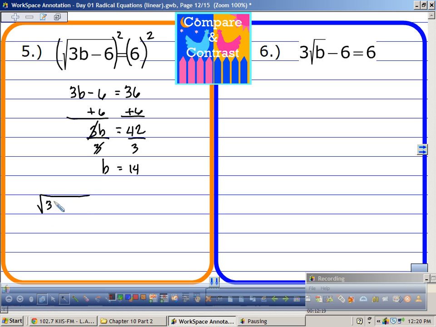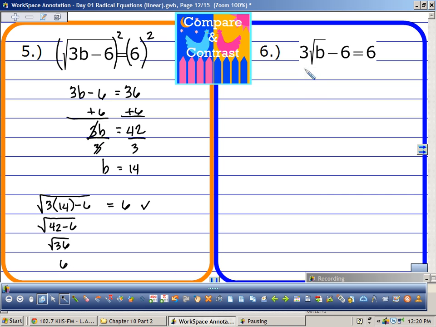Let's check it. If I substitute 14 in for b and subtract 6, will I get 6? Well, what's 3 times 14? 42, because we already did that. And what's 42 minus 6? 36. And what's the square root of 36? 6. So it checks.